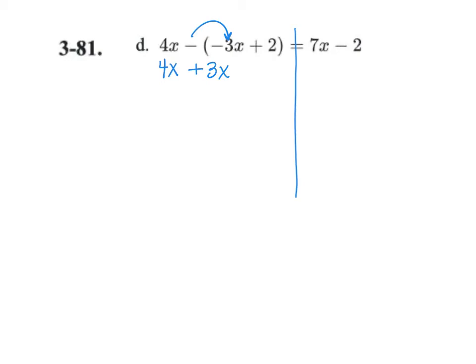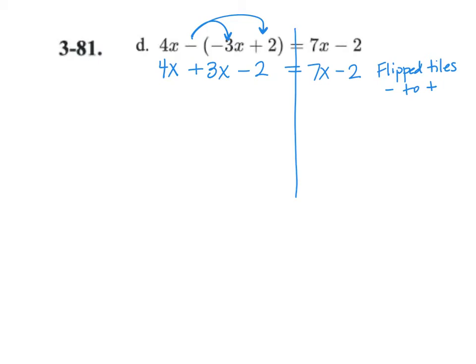And I would take the 2 positive tiles out of the negative region, flip them to the positive region, and that would make them negative. And now on the right-hand side, I still have 7 x tiles and 2 negative tiles. Now, what I did here, I would say that I flipped my tiles from the negative region to the positive region.